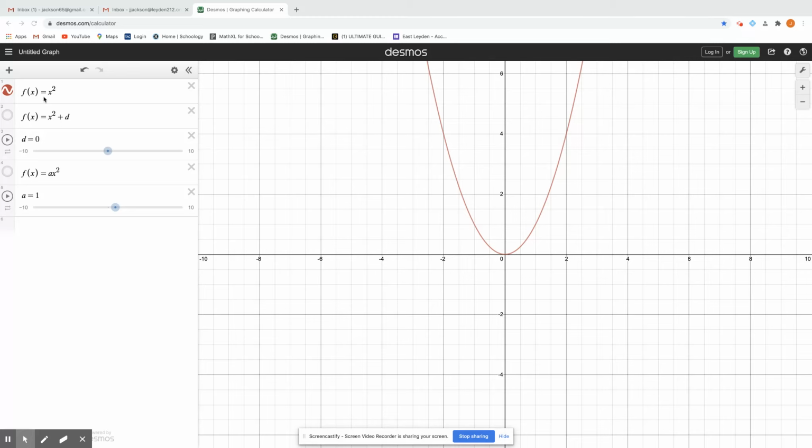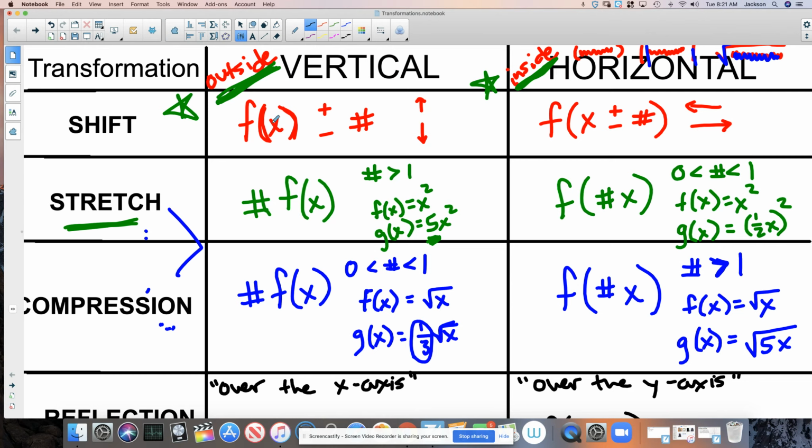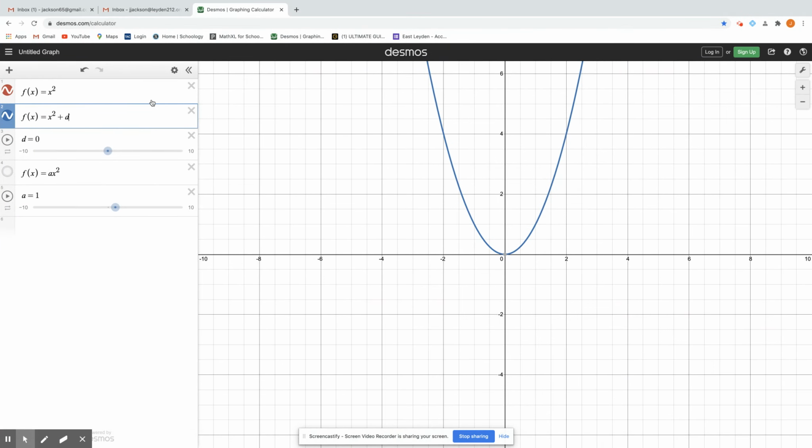So what I've got here is just a basic parabola, a quadratic function, like so. When I activate this second graph, you can see I'm adding a number. We talked about this before. When you add a number like this, we should see a vertical shift in our graph, right?